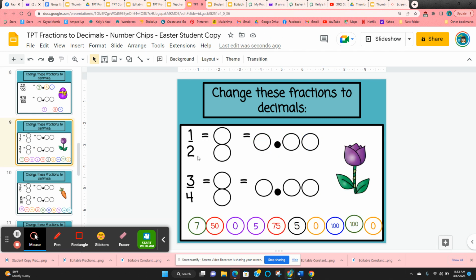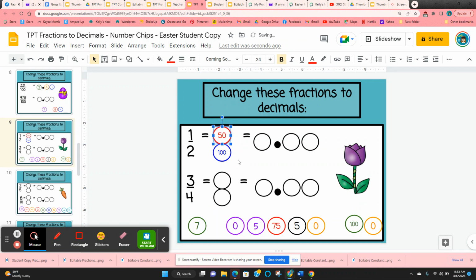Now they're going to be converting their fractions to equivalent fractions with 100 in the denominator. So this has to be a 100. They know they're going to multiply times 50 in the denominator. That means they multiply times 50 in the numerator. That gives them 50 hundredths. That 0 is going to go in the hundredths place. And then they can place their other 2 numbers.